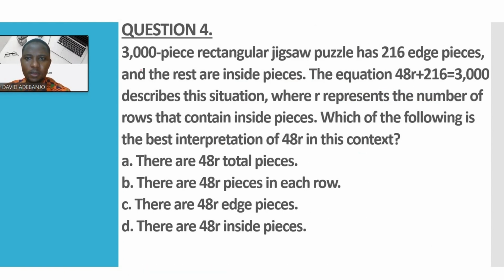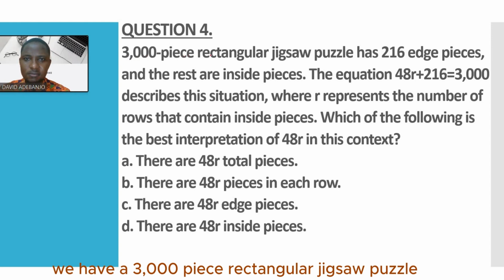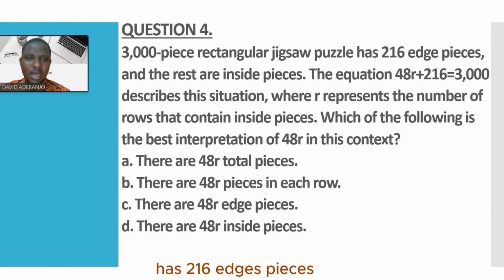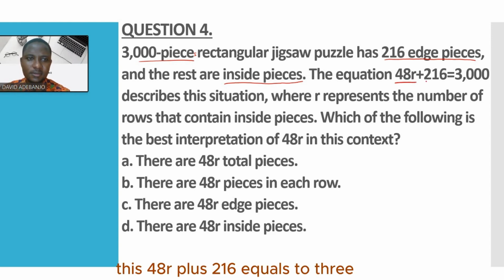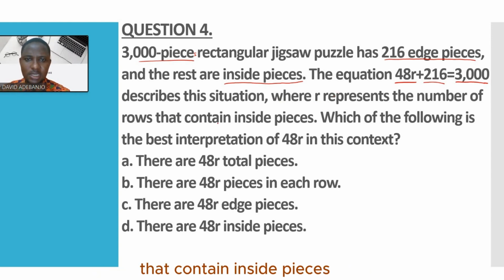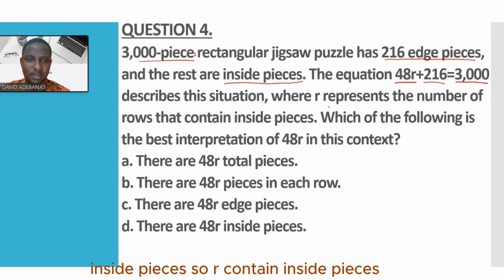We have a 3,000 piece rectangular jigsaw puzzle that has 216 edge pieces. Should be x, 300 pieces, and the rest are inside pieces. The equation is 48R plus 216 equals 3,000. It describes the situation where R represents the number of rows that contain inside pieces.